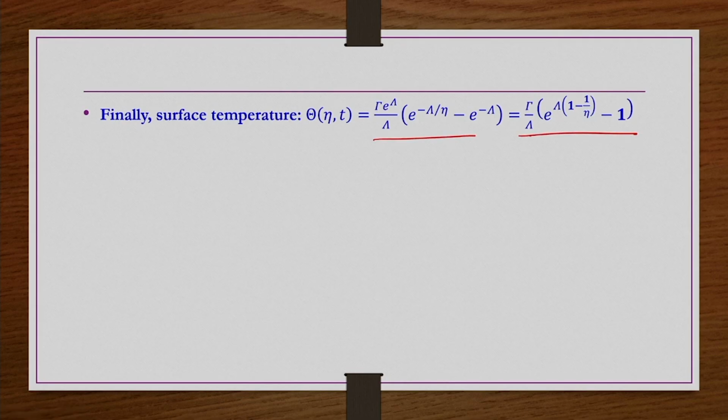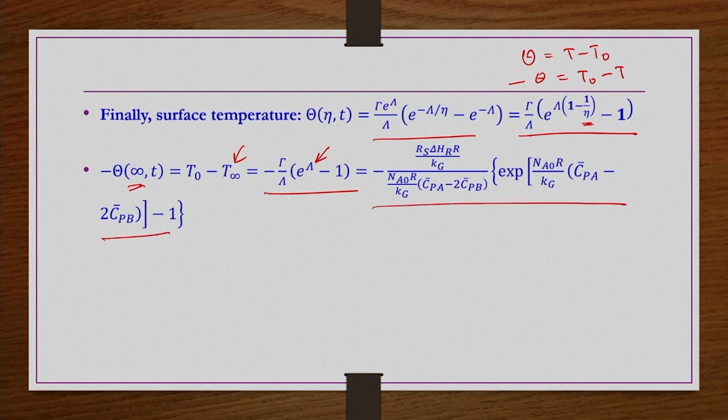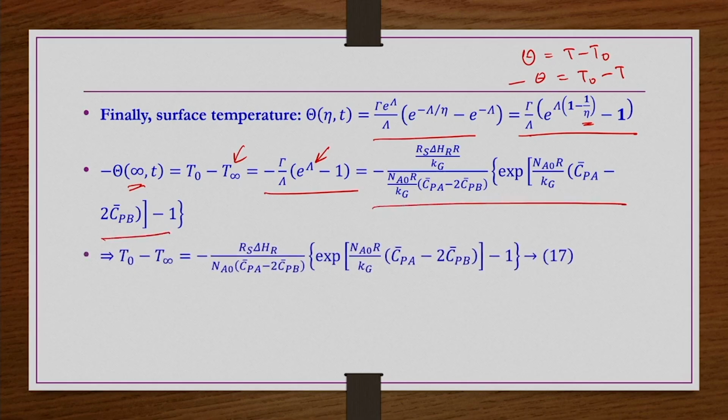Now, we wanted to measure the temperature at the infinity location. Actually, theta is nothing but T minus T naught. So, minus theta would be T naught minus T, and then if you are evaluating this theta at infinity, that T should be T infinity. So, T naught minus T infinity would be minus of this one. So, this, and then eta is infinity. So, 1 by eta is 0. So, this part is there here. So, T naught minus T infinity is nothing but this whole expression. From here we can get the final T naught expression. T naught is nothing but T infinity plus minus this expression.